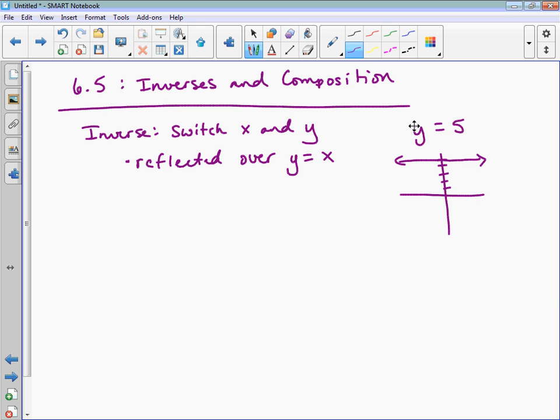Okay. If I look at the line y equals x, and I know that's what I'm going to reflect over, the point on that line would stay. This guy would come over here. This guy would come over here. So what would it become? What is the inverse of y equals 5? X equals 5 is your inverse, okay? But I think that's a very simple one to see graphically what's happening.